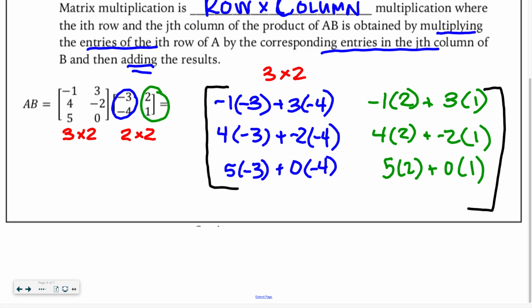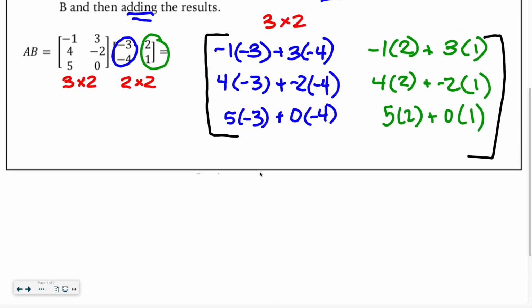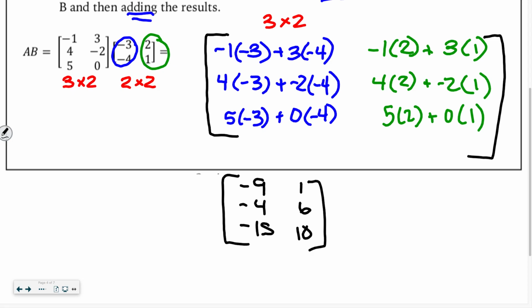So now we can simplify that by doing the multiplication and adding the products. So I'm going to go ahead and put my answer down here. So that will be what? 3 minus 12 is -9. -12 plus 8, -4, -15, 1, 6, 10. And it is 3 by 2.